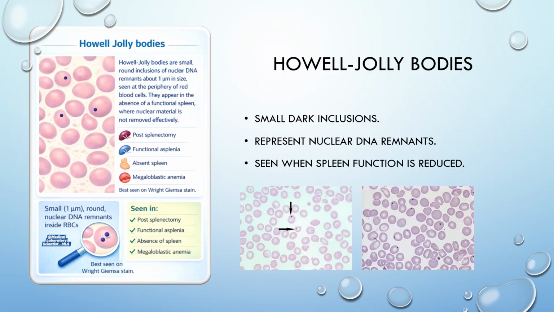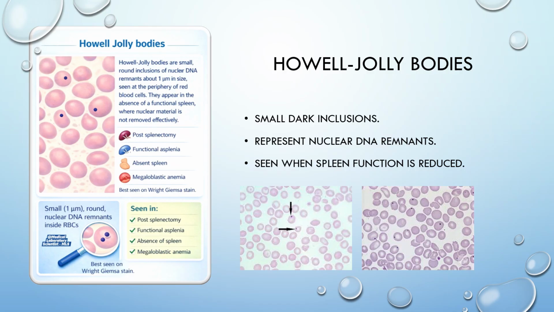One of the most classic and easily recognized red blood cell inclusions is the Howell-Jolly body. Howell-Jolly bodies represent small fragments of nuclear DNA that remain inside the red blood cell. Normally, during erythropoiesis in the bone marrow, developing red blood cells eject their nucleus before entering circulation. After that process occurs, the spleen plays an important role in filtering out any leftover nuclear fragments. Think of the spleen as a kind of quality control checkpoint for red blood cells.